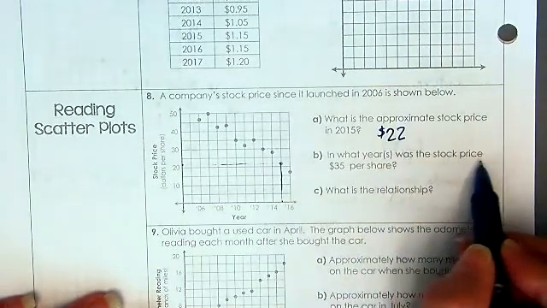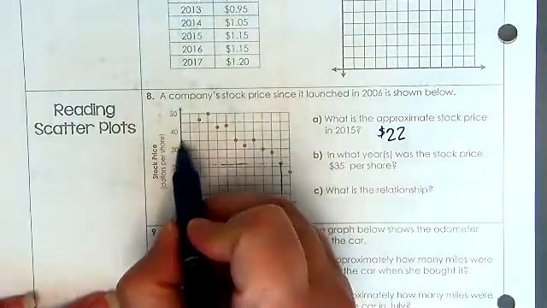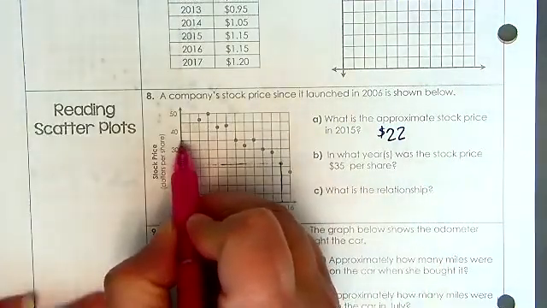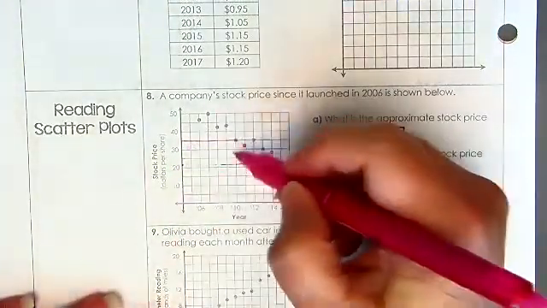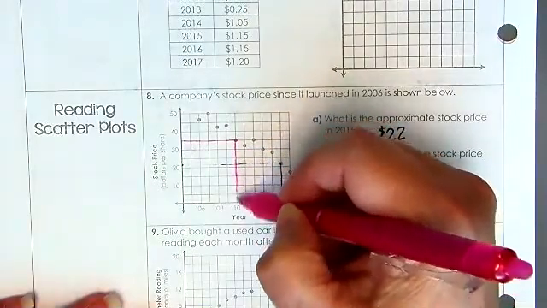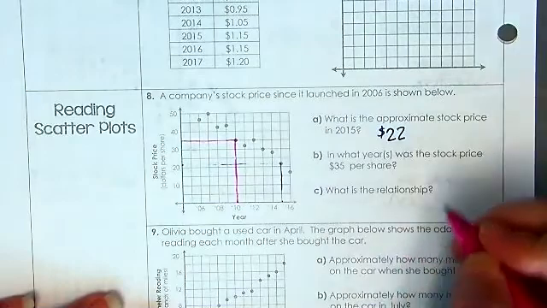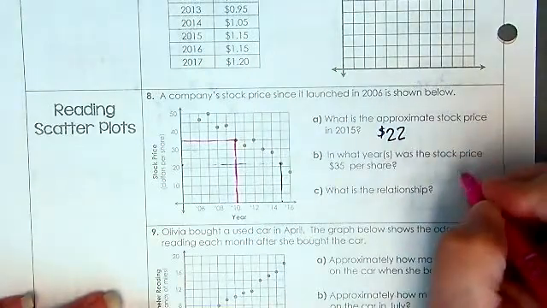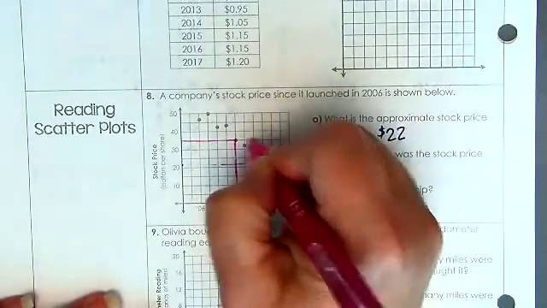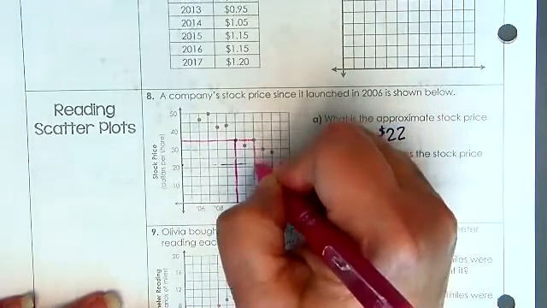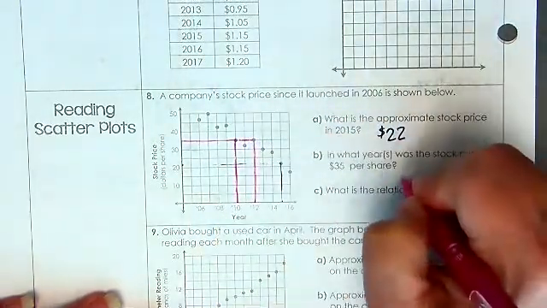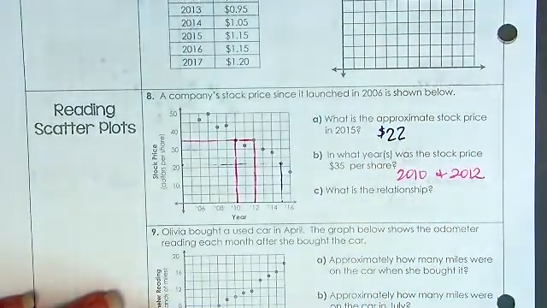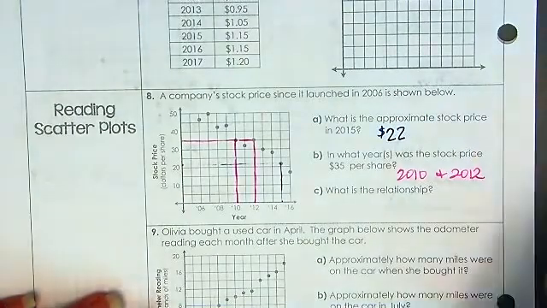In what years was the stock price $35 per share? So I'm going to come over here. I'm going to use a different color now. So I've got 35. That's this point, and this one's nice, it's on the actual grid. So that's going to be 35. That would be about year or years. Oh, but you see there's 2 of them. So we would have 2010 and 2012. I almost missed the second one because you have to look at everything on that graph.